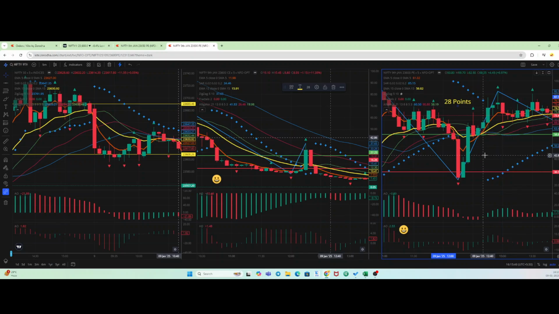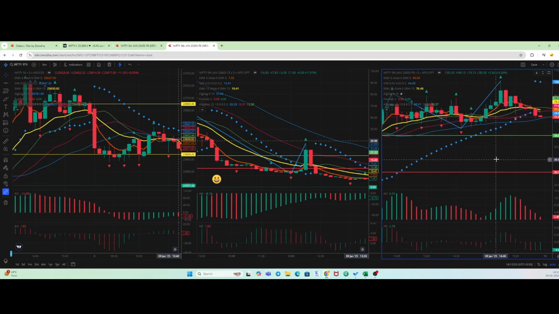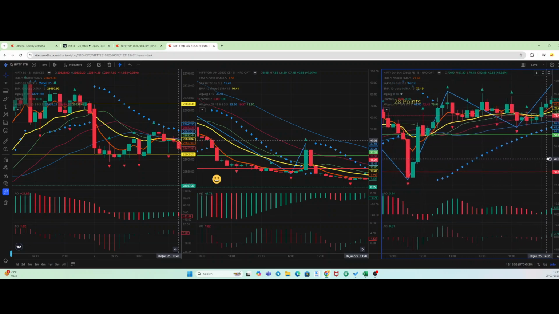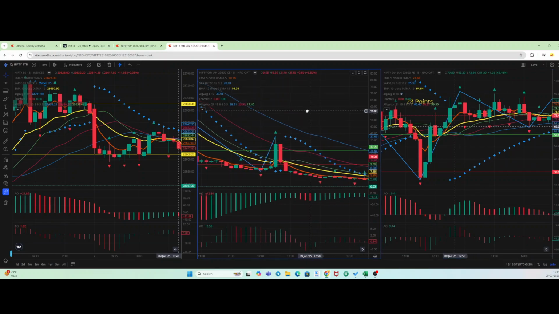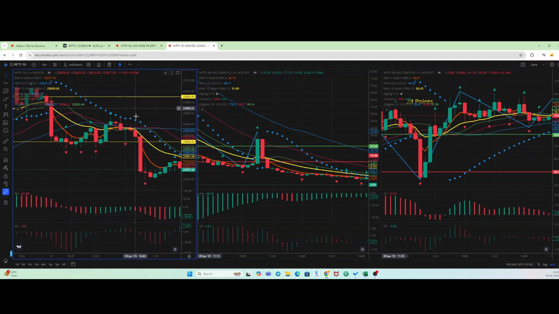So again, we immediately got a reversal. Every accelerator indicator is at the top, so we are not taking any trade on this side. And if you see on the CE side, there has already been a very big downfall. Hence we are changing the strike.